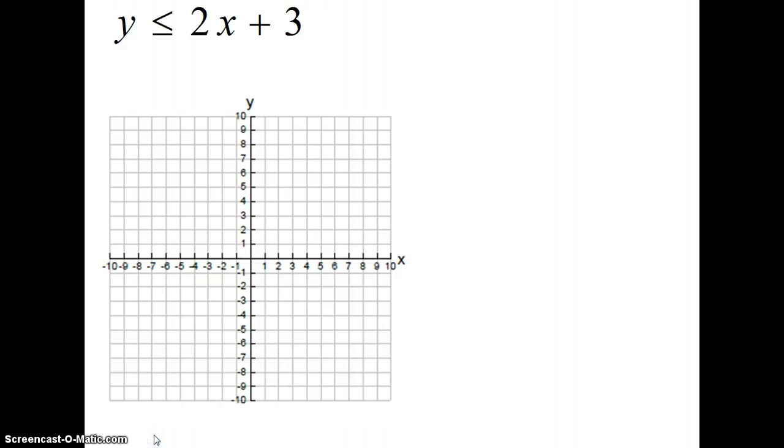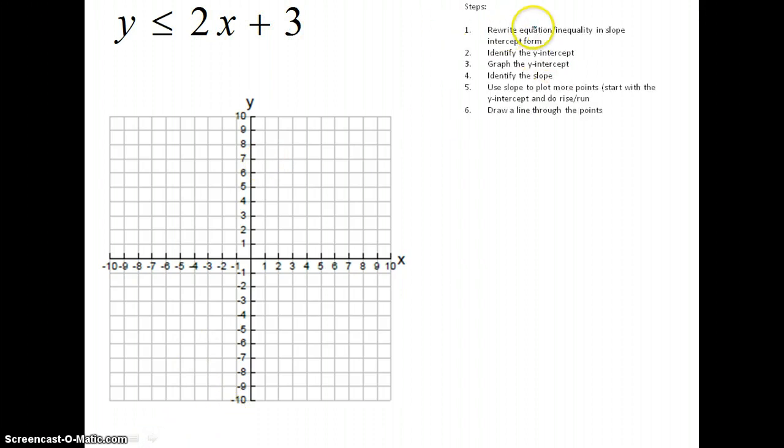Now, let's look at some examples. We have y is less than or equal to 2x plus 3. Remember our steps. We're going to rewrite it into slope-intercept form. Is it already in y equals? Yes, y is already by itself, so I do not have to do step 1 in this case. The next step is to identify the y-intercept, b. Remember, the y-intercept is going to be the number that stands by itself.